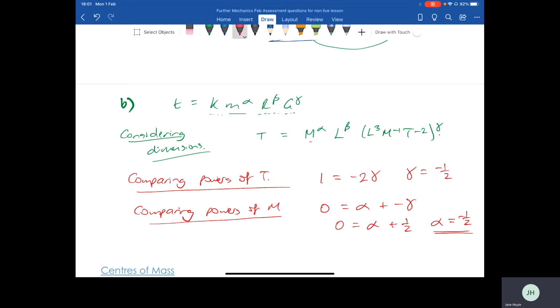And last up, if we can compare powers of L. On the left-hand side, I've got none. On the right-hand side, I've got L to the power of beta, and then I've got L cubed to the power of gamma. So that will be beta plus 3 gamma. And gamma is -1/2, so that makes beta equal to -3/2.